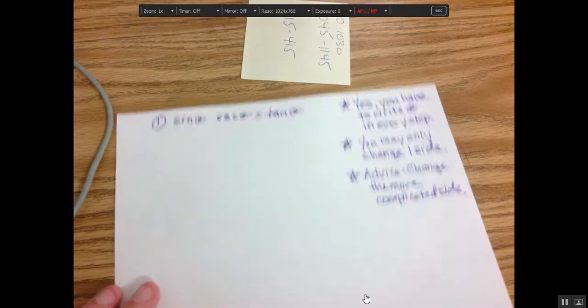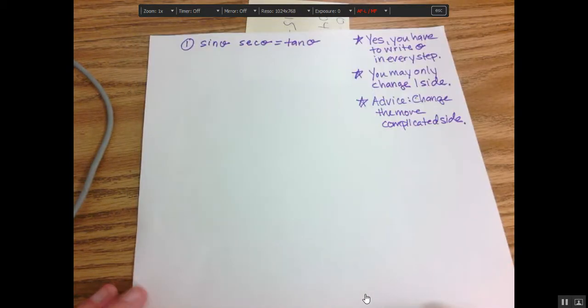All right, so we need to change sine theta secant theta into tangent theta. Anybody have an idea about how to do this? Danny? You have to convert it to y and 1 over y. So secant is 1 over x, and sine is y.